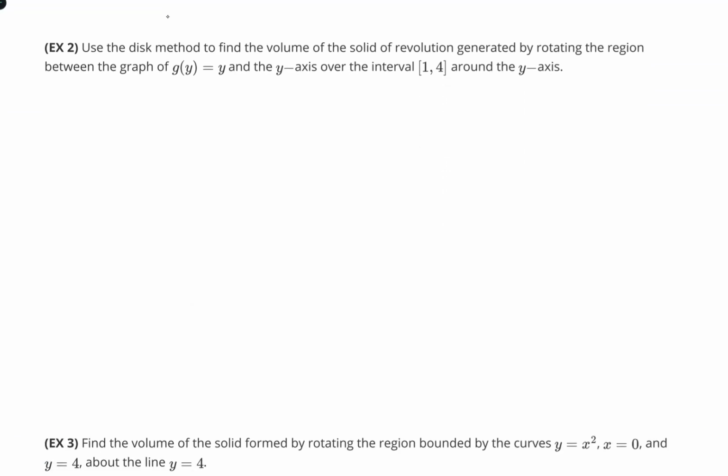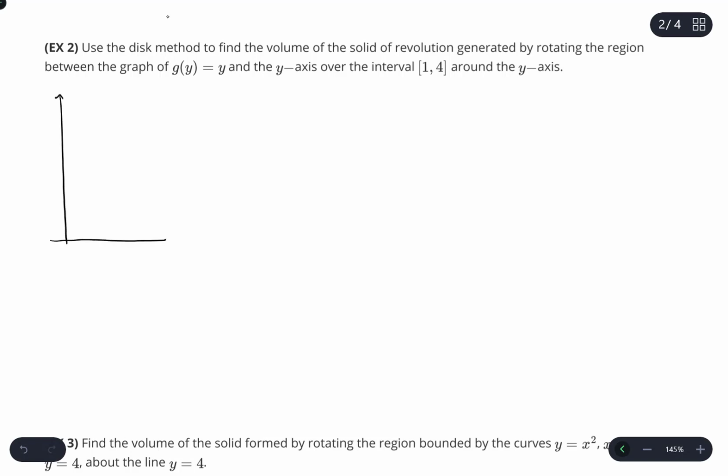This says to use the disk method to find the volume of the solid of revolution generated by rotating the region between the graph of g of y equals y and the y-axis over the interval from 1 to 4 around the y-axis. As any time, the very first thing we need to do is get a picture of what our region looks like.